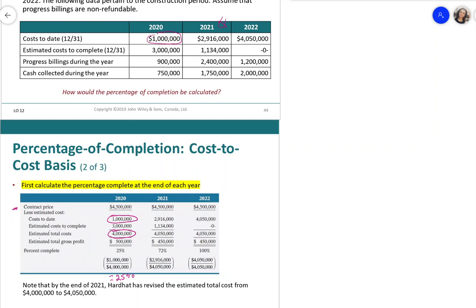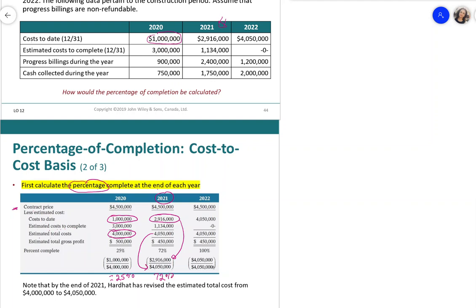We're allowed to record the revenue and cost only for the 25% for the first year, because we only completed 25%. If you go to the next year, year 2, how are you going to calculate the percentage complete at the end of the second year? You're going to take cost to date. The formula is cost to date divided by the total cost. That will be your percentage. In this case, it will be 72%.